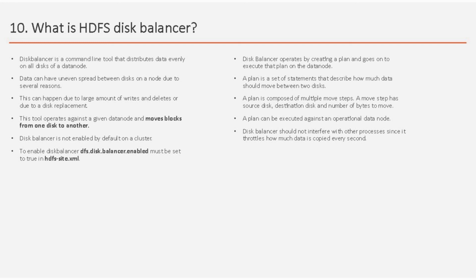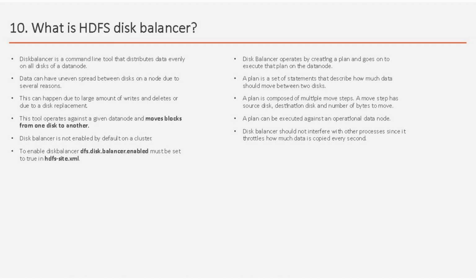What is HDFS disk balancer? Disk balancer is a command line tool that distributes data evenly on all disks of a data node. Data can have an uneven spread between disks on a node due to several reasons. This can happen due to a large amount of writes and deletes, or due to disk replacements, and this tool runs against a given data node and moves blocks from one disk to another. The disk balancer is not enabled by default on a cluster. If you set dfs.disk.balancer.enabled to true in the hdfs-site.xml, then only the disk balancer will work.